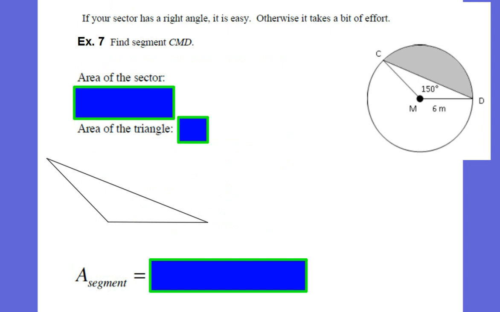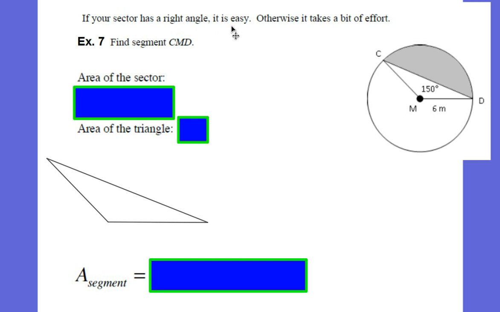All right, let's try another one, last one here. You'll see that these aren't always that simple. They can actually get pretty tricky. We're only going to do one like this, so don't freak out. I think you can do it. Like I put at the top, if your sector has a right angle, it's easy. Otherwise, it takes a bit of effort.